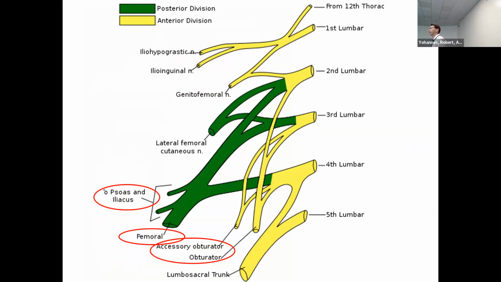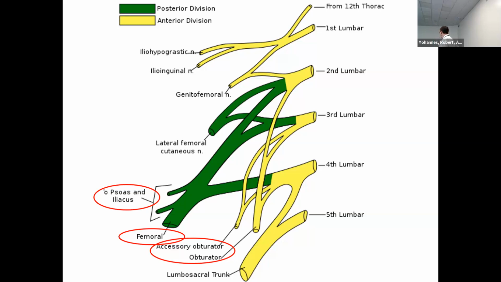Now, the muscles of the iliopsoas are innervated by nerves that come off the femoral nerve. Now, this depends on different books. Some will call it the femoral nerve, some will call it nerves of the iliopsoas. It doesn't really matter. What's important is that the source is from L2, 3, and 4. The majority of the innervation comes from 2 and 3, through these flexors of the hip.